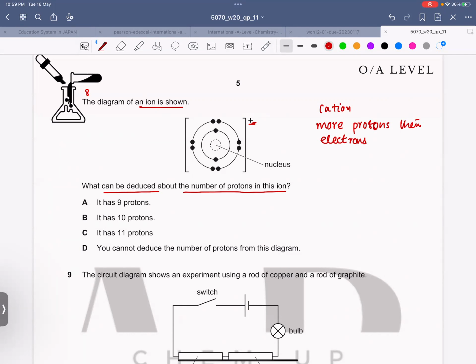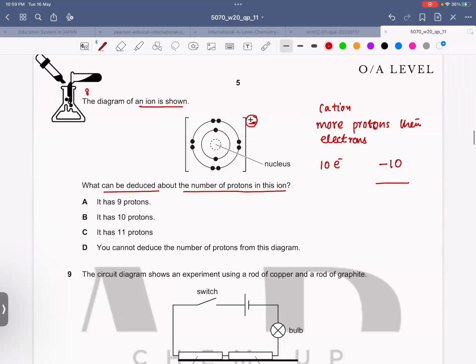If you see, two in the first shell and 8 in the second shell. So it has 10 electrons, which means 10 negative charges. The whole charge on the ion is positive one, which clearly means that it has 11 protons, because if you add 10 negative charges and 11 positive charges, the charge you would get is +1, and that +1 charge is on that ion. So our correct answer would be C in this case.